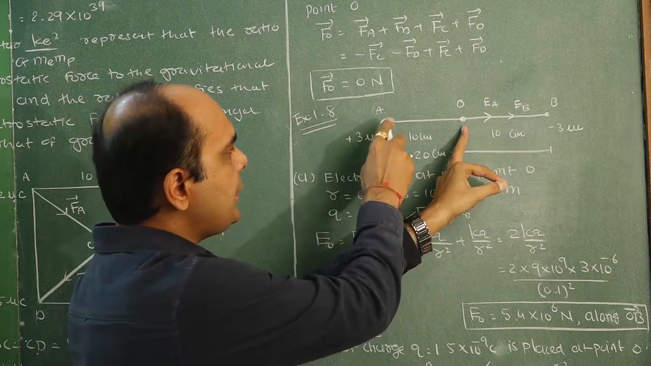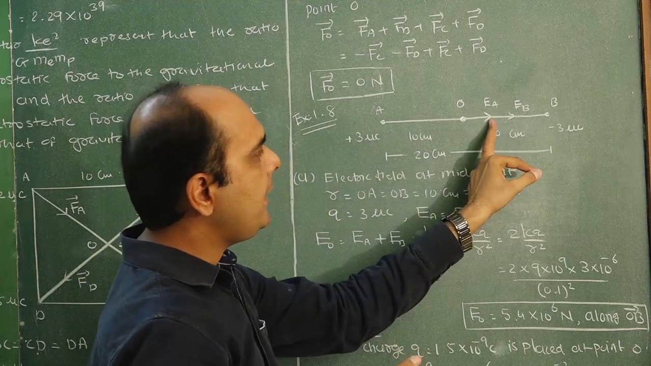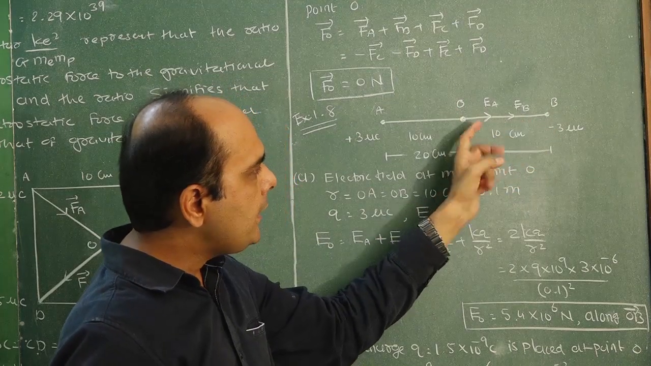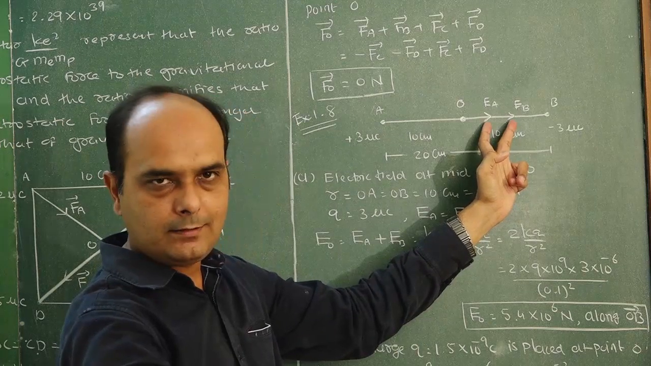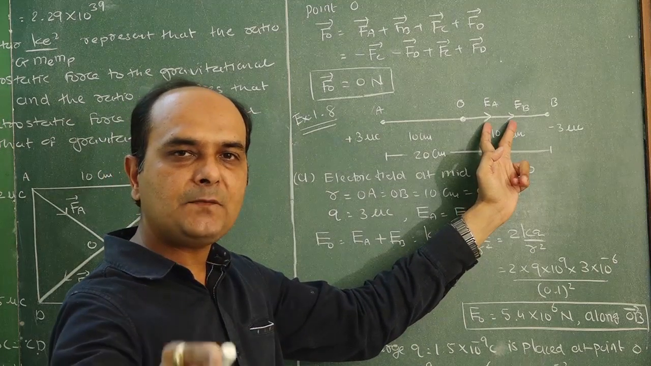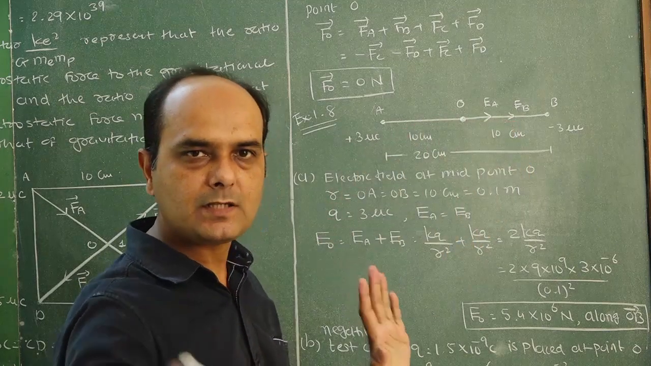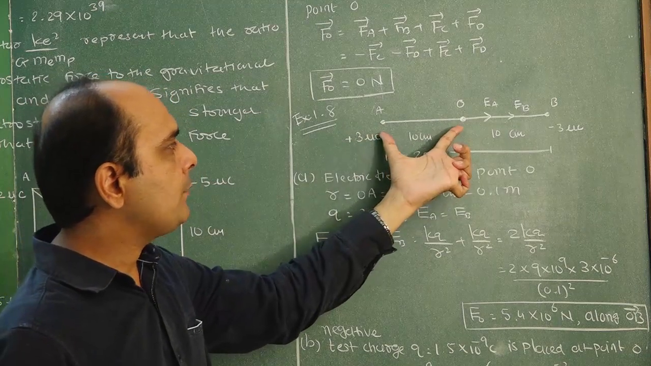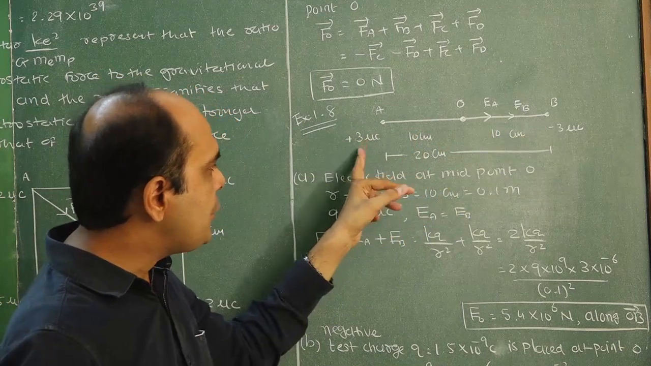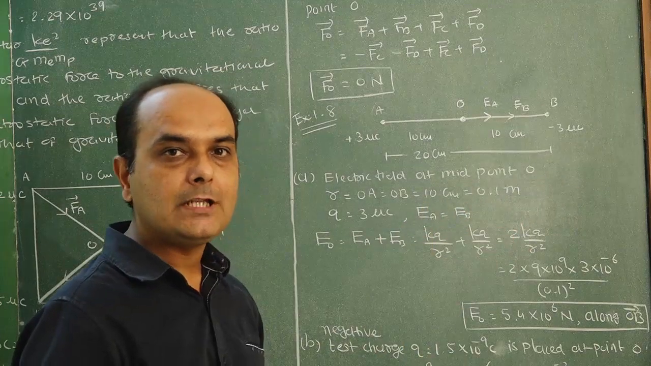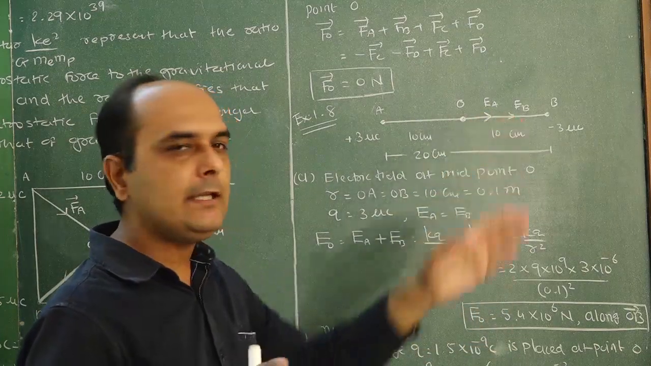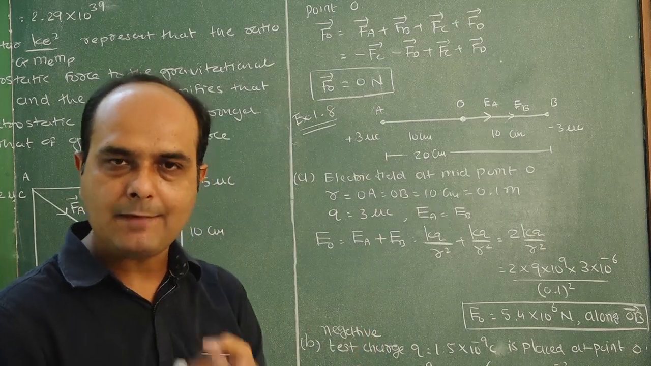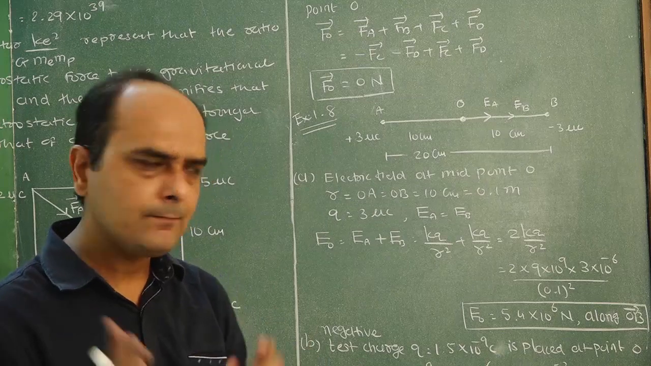Due to this positive charge, the electric field EA is outwards. Due to this negative charge, the electric field EB is inwards. So at point O, EA and EB are both in the same direction. Therefore, the resultant electric field will be the addition of them, EA plus EB. Now the distance r from both sides is the same, and the magnitude of the charges is also the same. Therefore, the electric fields EA and EB are also the same. Because Q is same and r is same, the electric field will be same.